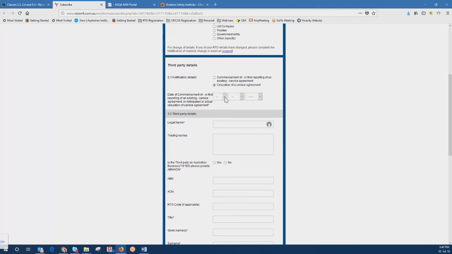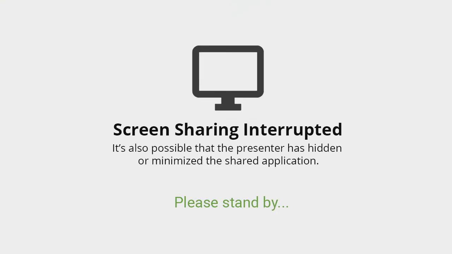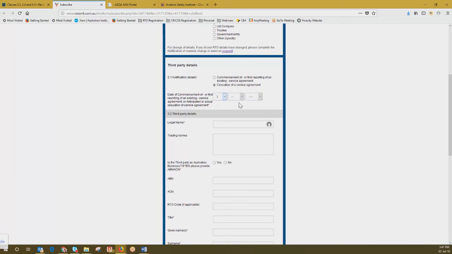So the date of the commencement or first reporting of an existing service agreement, or the anticipated or actual cessation of a service agreement. You could state today, or maybe an agreement that's going to commence tomorrow. So there's an agreement there.